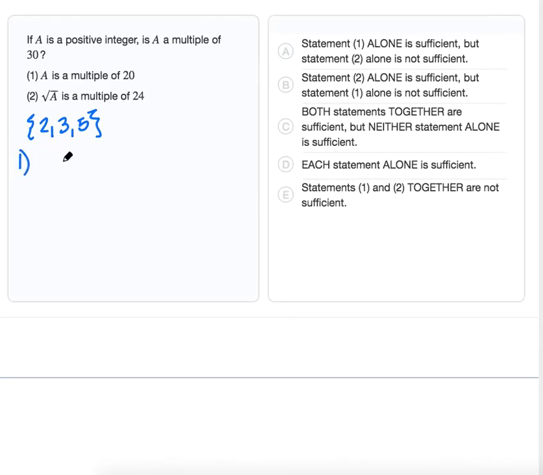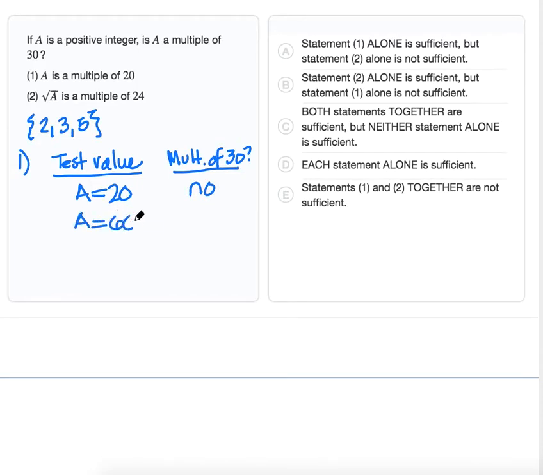Statement 1 tells us that A is a multiple of 20. Let's try some test values and see what that means about A being a multiple of 30. Let's start with the value A equals 20, which definitely is a multiple of 20, but clearly not a multiple of 30. Now, what if we let A equal 60? That satisfies the condition that A is a multiple of 20, but this time it's also a multiple of 30, so we can answer yes.